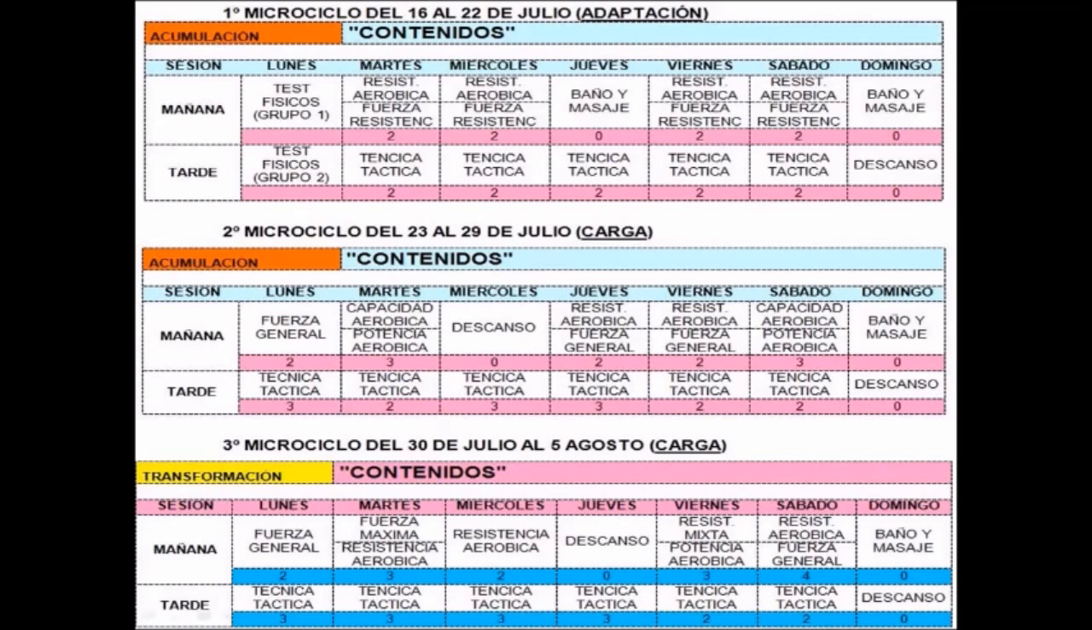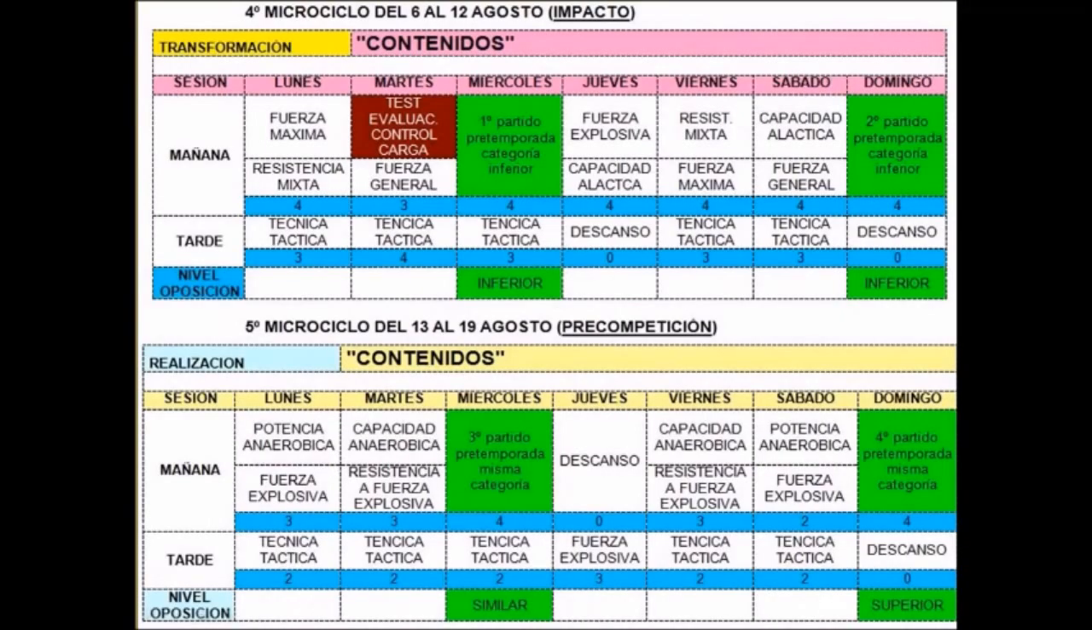He's not going to work in so much general, okay? And in the second transformations microcycle you're going to see, besides the work in the afternoon and the test on Tuesday, the first preseason match, which is done against a team from a lower level than the team was in at that time. On Wednesday and on Sunday, they have two friendly matches. And then he's going to start working more on explosive strength, lactic capacity, mixed resistance, lactic capacity, general strength, so maximum strength and general strength.